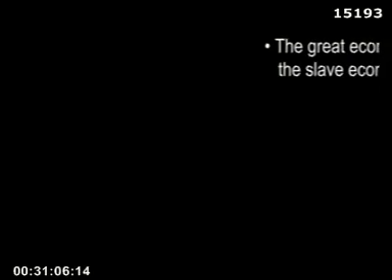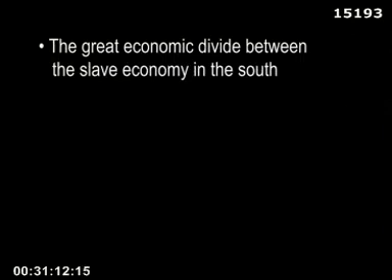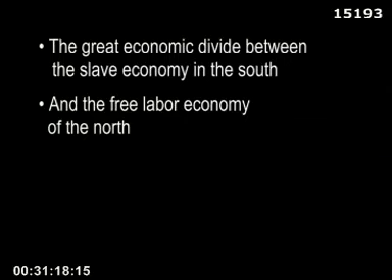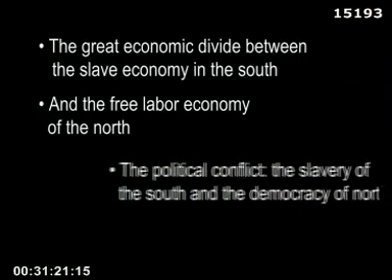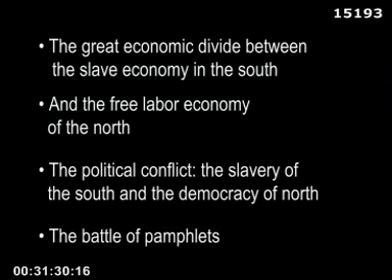In this episode, our discussion on sectional conflict started with the discussion on the great economic divide between the slave economy in the South and the free labor economy of the North. We have also discussed the political conflict between champions of slavery in the South and those of democracy in the North. Thereafter, we discussed the battle of pamphlets over the anti-slavery movement in the North and the reply from the South. Then we proceeded to the new factor of westward expansion, which upset the balance of both politics and economics in the nation, and discussed how confusion was confounded.